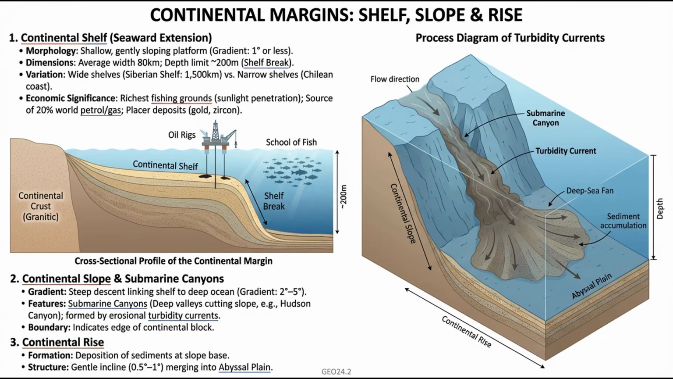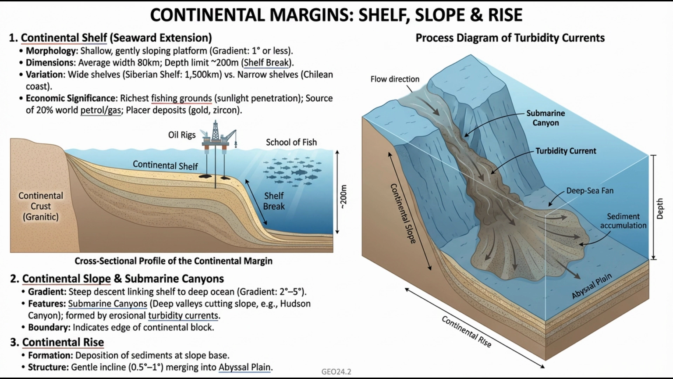Clear है? Moving deeper, let's leave the shoreline and walk into the ocean. We are entering the continental margins. ये वो transition zone है जहाँ continent खत्म होता है और actual deep ocean floor शुरू होता है. It has three distinct parts: the shelf, the slope, and the rise.